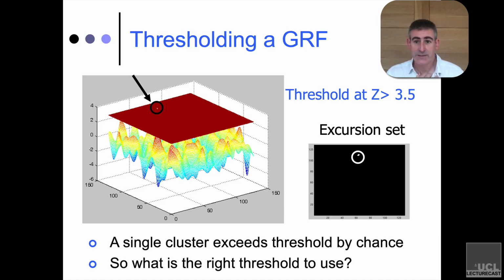It was too lenient because I got two big false positives. What if I bumped it up, and used a height threshold of 3.5? Bearing in mind that it's very nonlinear, that's a big increase in my height threshold. Is it better? Yes. Now there's only one thing that's exceeding it by chance. But the fact that there's still one indicates that it's not awesome, because it's still a false positive. So what is the right way to do this?